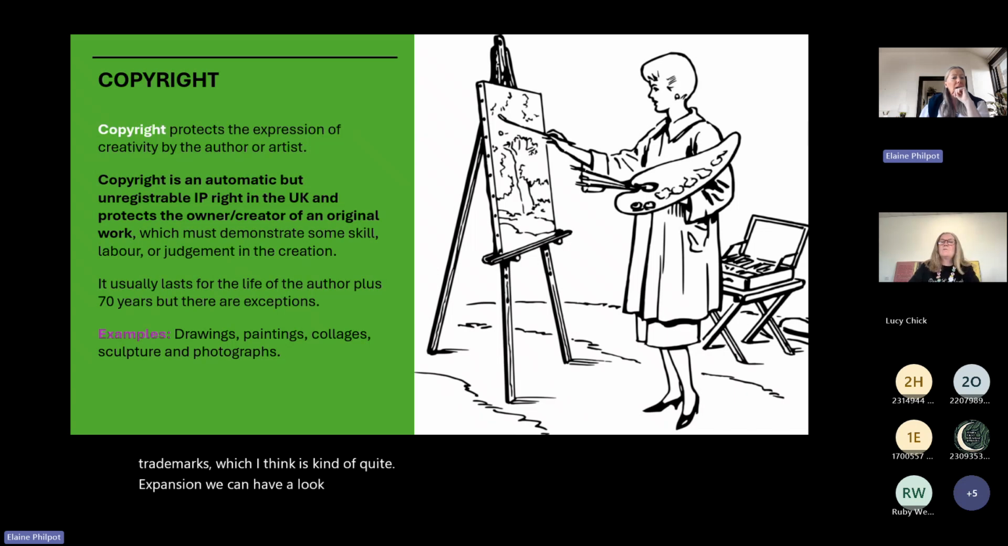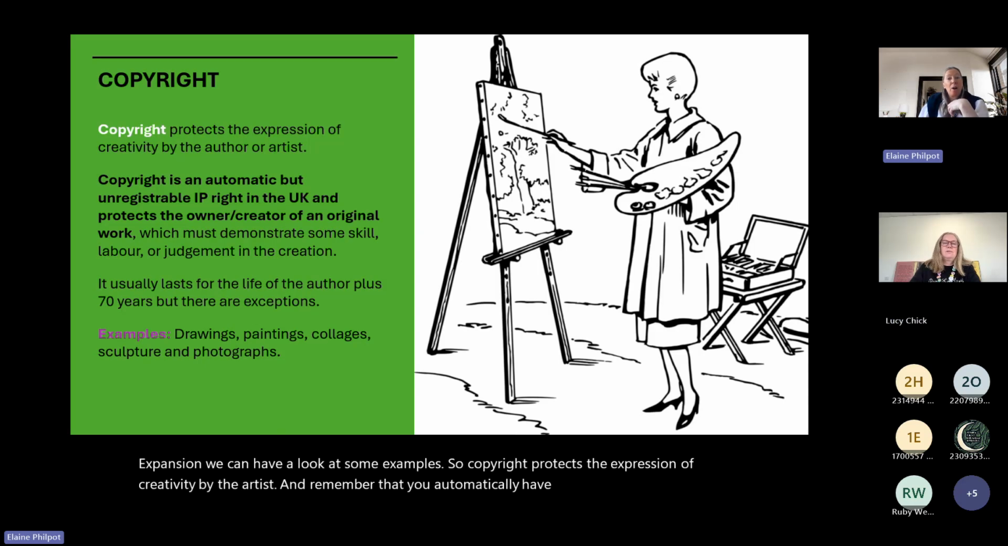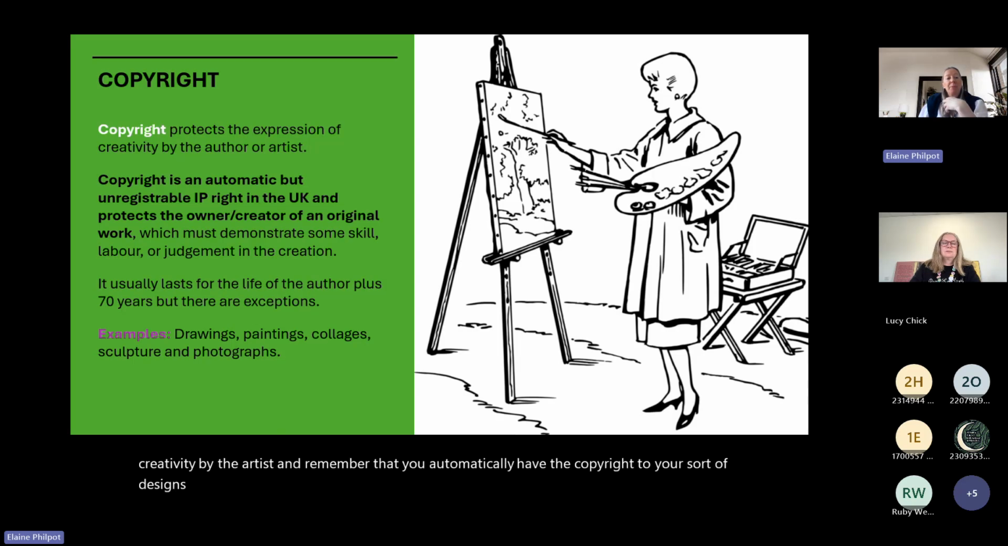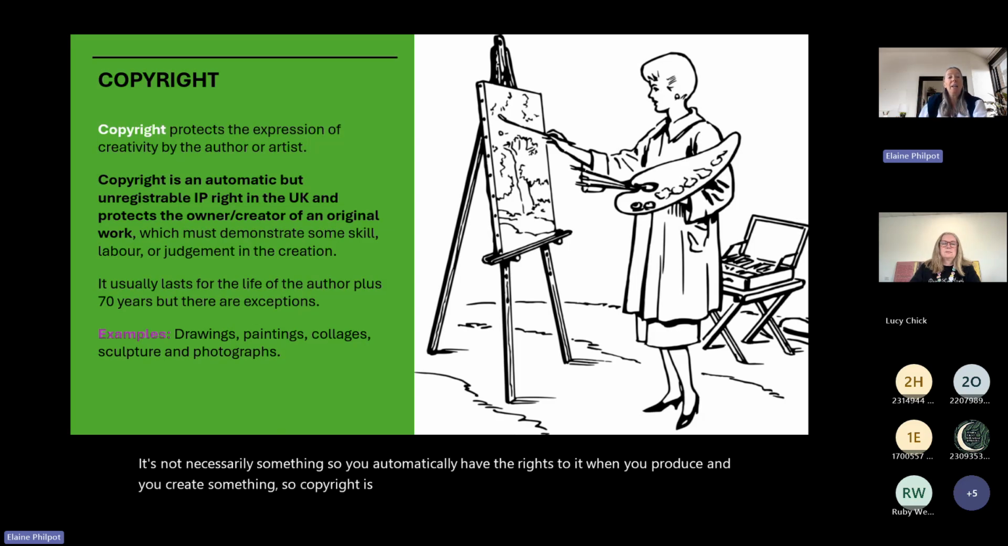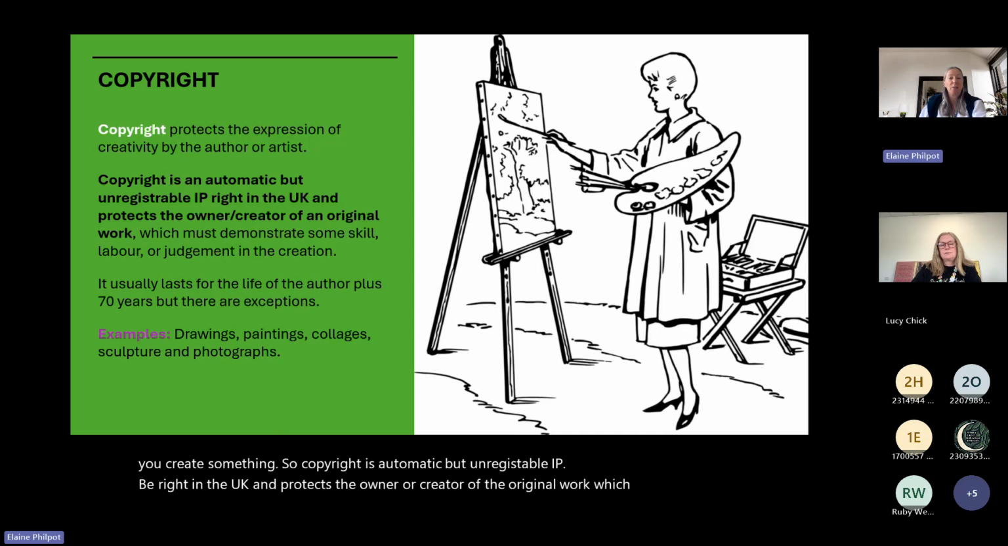So copyright protects the expression of creativity by the artist. Remember that you automatically have the copyright to your designs or your creations. It's automatic. So you automatically have the rights to it when you produce and create something. So copyright is automatic but unregisterable IP in the UK, and protects the owner or creator of the original work, which must demonstrate some skill, labor, or judgment in the creation.